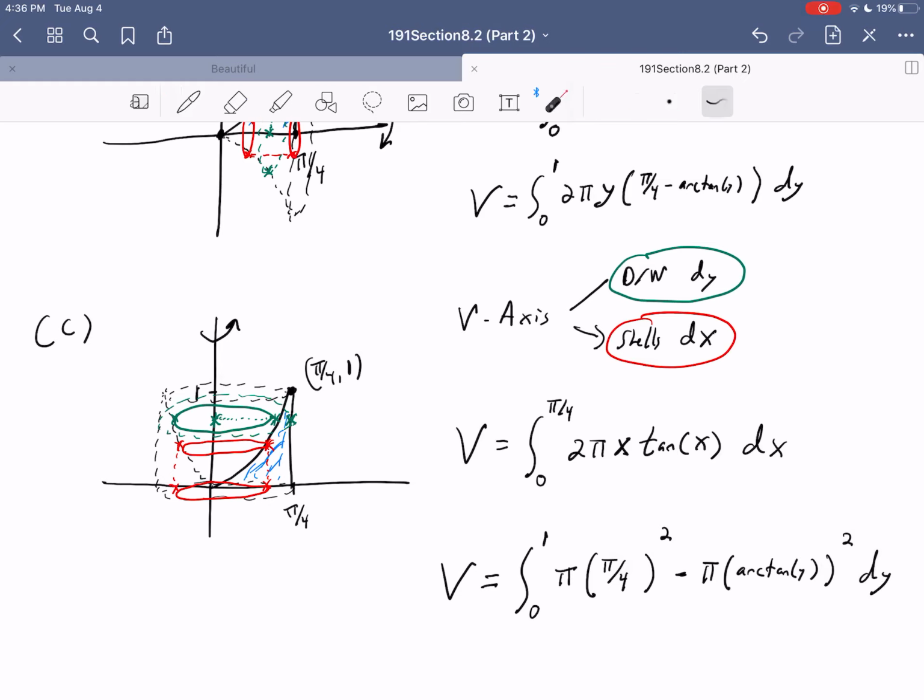So there we go. There's our expression dx. There's our expression dy here. For the volume, when we take this region under tangent from 0 to pi over 4 and revolve it around the vertical axis or the y-axis.